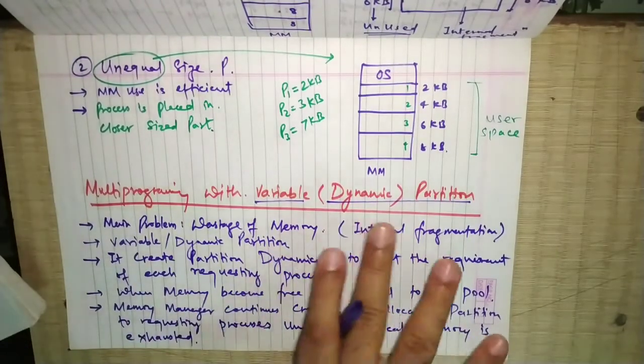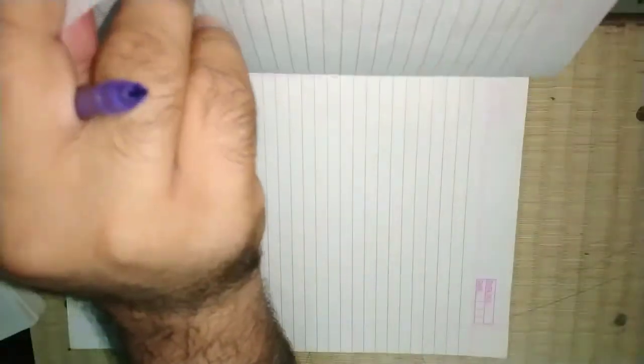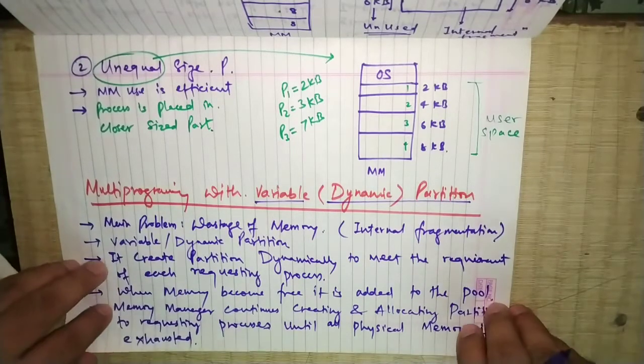So what is happening in dynamic partitioning? We are not creating the partitions at the start. We will generate the partition according to the requirement of each requesting process. The memory manager continuously creates and allocates the partitions to requesting processes until all the physical memory is exhausted. We'll see it with an example. This is a very good example, and you can easily understand how it is working.